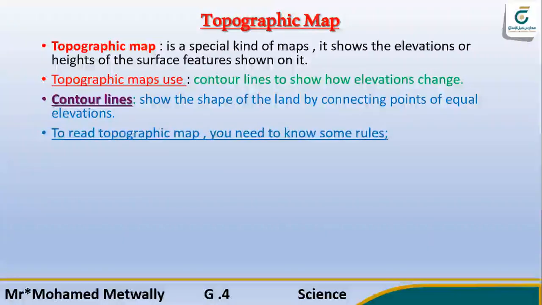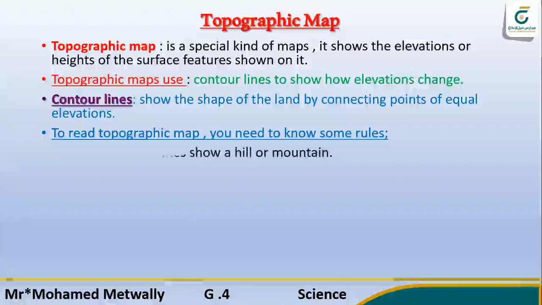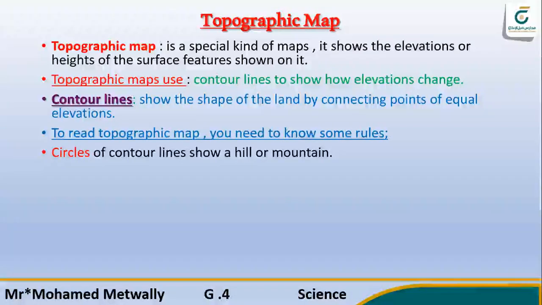After that, we have to know how to read the topographic map. If I have a topographic map, how can I read it? I need to know some rules first. The first rule is the circles. After we finish the explanation, by the way, I'll show you a topographic map to make it easy to understand and to imagine what we're going to talk about.